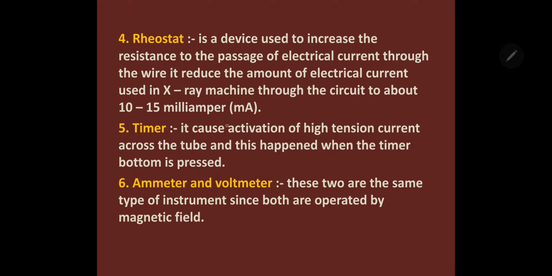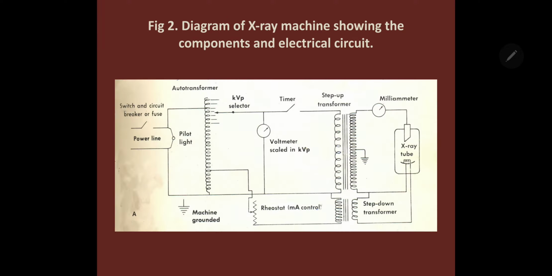Timer. It causes activation of high tension current across the tube, and this happens when the timer button is pressed. Ammeter and voltmeter. These two components are the same type of instrument since both are operated by magnetic field. This diagram shows the components of the X-ray machine.